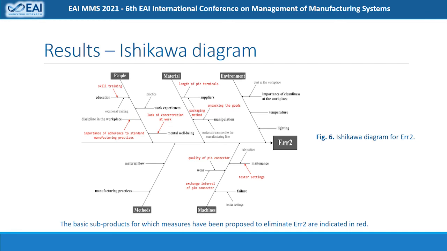The basic subproducts for which measures have been proposed to eliminate error 2 are indicated in red. The frequency of error 2 was mainly affected by the method of packaging and handling during unpacking and transport. In the case of the machines category, the setting and maintenance of the tester, and also wear and tear of the control pin and the interval of its replacement and failure are significant causes. In the people category, mainly work experience, working discipline, focus on the work performed and adherence to the prescribed workflow.